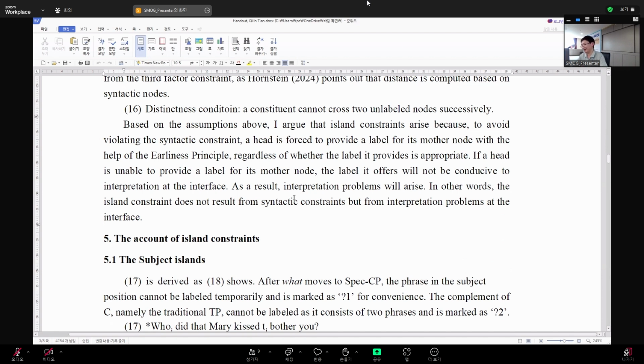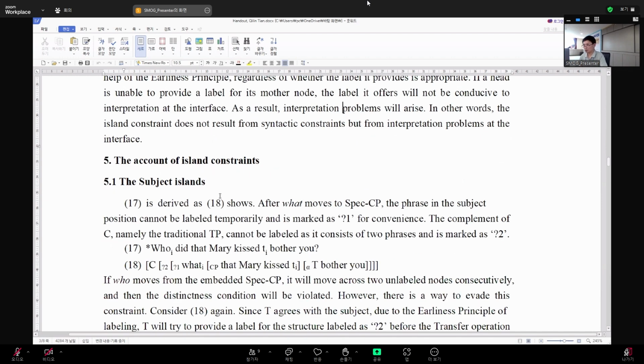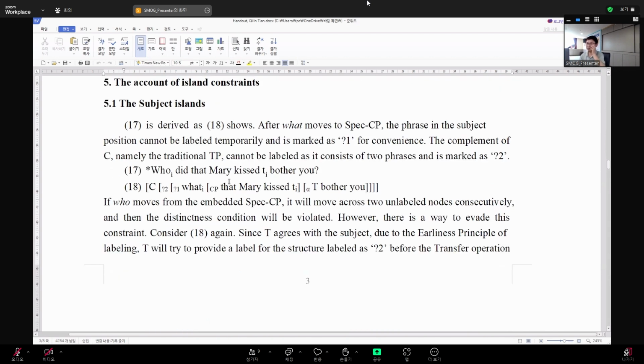Okay, and now I want to use my hypothesis to explain the subject elements. Now first let's see the subject elements. Let's take example 17. After what moved to the specifier of CP, the phrase in the subject position cannot be labeled because you can see that it consists of two phrases.